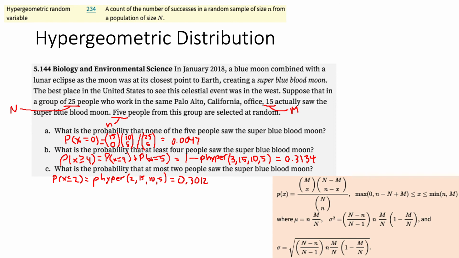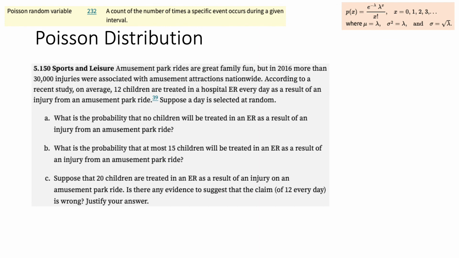Okay. So that's it for the hypergeometric distribution. The last special discrete distribution that we're going to cover is the Poisson distribution. This is a count of the number of times a specific event occurs during a given interval. In general, you're looking for events to be determined or to be described as a rate. Okay, so in this instance, we're dealing with children per day in a hospital. Okay, so anytime you see something like that, you should be tipped off that you're dealing with Poisson.